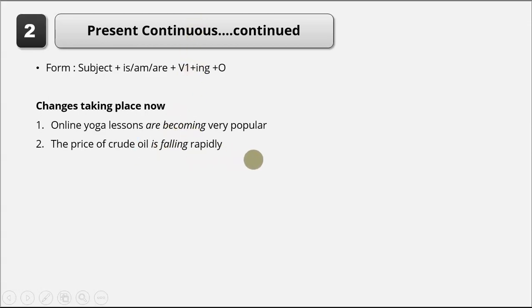Let's look at the second one. The price of crude oil is falling rapidly. Now maybe it started falling about 2 weeks back, about a month back, and it is still falling. It is a change which is taking place right now, right? So this is a present continuous tense.